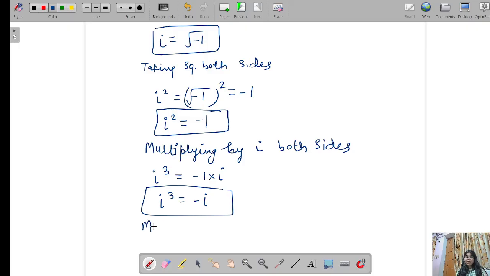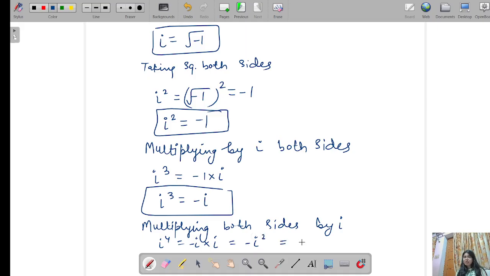Now here I'm again multiplying both sides by iota. This will go to iota raised to the power of 4, minus iota into iota, simply minus iota square. And now here I can use the value of iota square as well. This will be this. So we have the value of iota raised to the power 4 is 1.